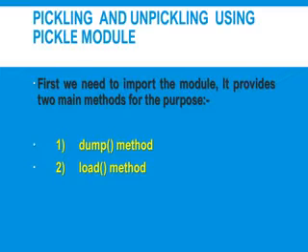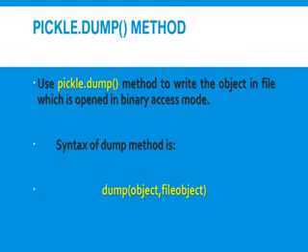It provides two main methods for the purpose, that is, one is the dump method and the second one is the load method. So these two methods are, as far as our syllabus is concerned, what we are going to take care of. Okay, so let us see the pickle.dump method. Use the pickle.dump method to write the object in a file which is opened in binary access mode.